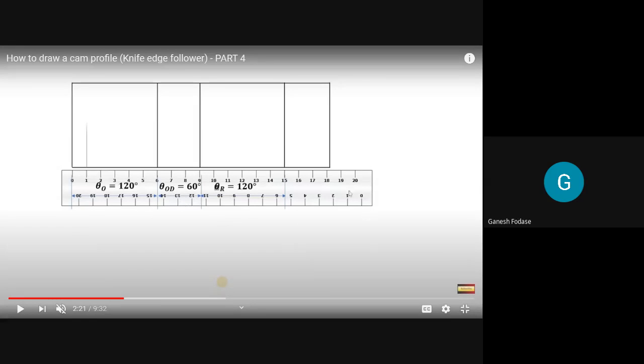Here they are showing only the scale. So the first step is clear: how to draw this rectangle by taking a suitable scale, and how to mark rise, dwell and return. Is it clear? Okay. Now see next. After this, you have to mark these divisions. Remember, all this work will be done with very faint lines. So I divide this rise period into 6 parts and return also into 6 parts.